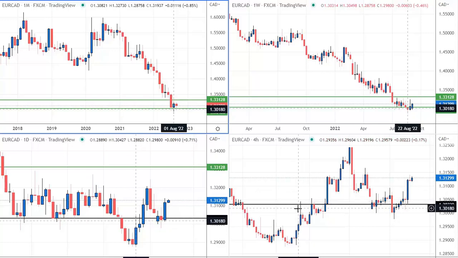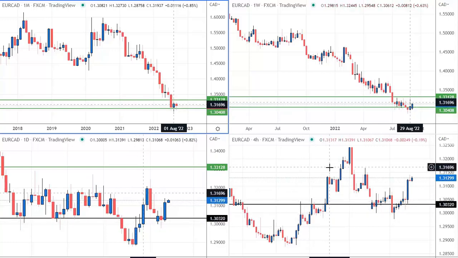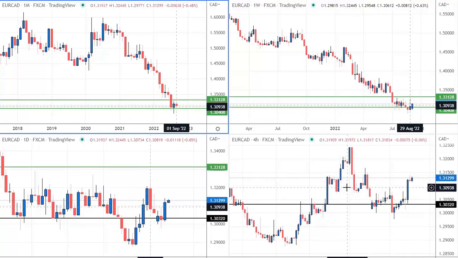In any event, if we think price is going to go up, what we want to do is buy a dip. We want a better price. And for a sell, if we're expecting price to fall, then we want to sell a rally.